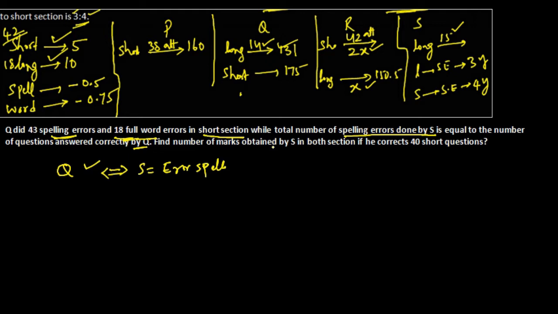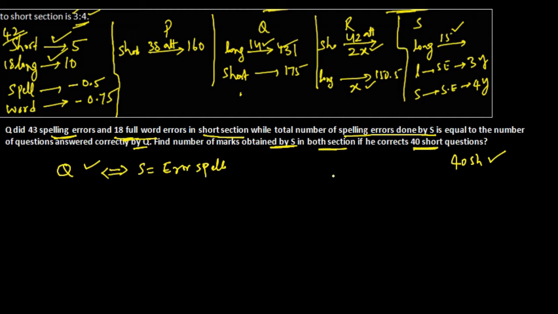Find the number of marks obtained by S. Now we need to find out the number of marks obtained by S in both the sections. In both the sections we need to know the marks obtained by S. And if we correct 40 short questions, we need to know the total number of marks obtained by S. The information given for us about S is that 40 short questions he has corrected.